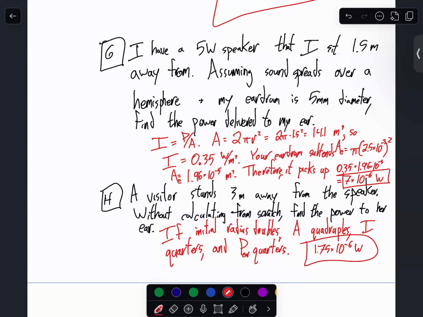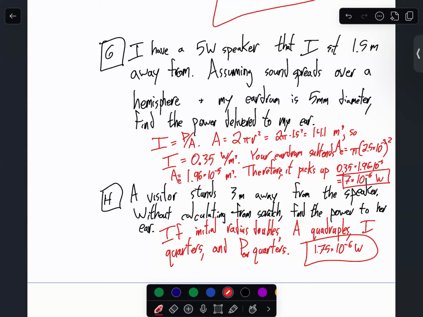For H, think about the structure of the formula. If radius doubles, area quadruples. If you double how far back you stand, the area subtended by that hemisphere, 2 pi r squared, plugging in 2r, quadruples. A is in the downstairs of that intensity formula, so if you quadruple the downstairs, you're quartering the fraction.